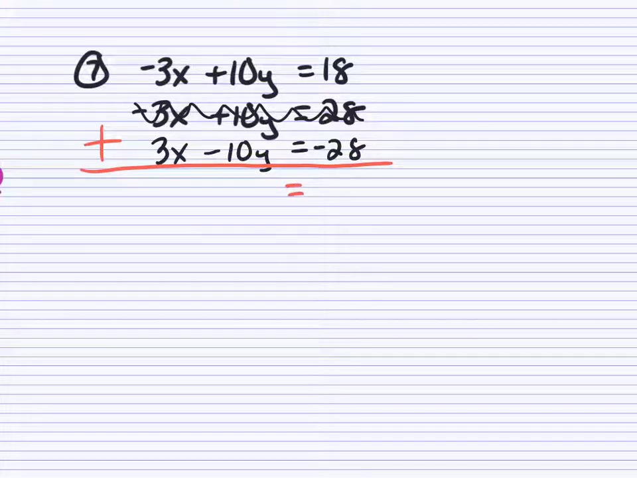On the left-hand side, the 3x's are gone, the 10y's are gone. I'm left with nothing, and 0 represents there's nothing left. 18 and negative 28 combines to give me negative 10. Is that a true statement or a false statement? It's false, which means we get another no solution.